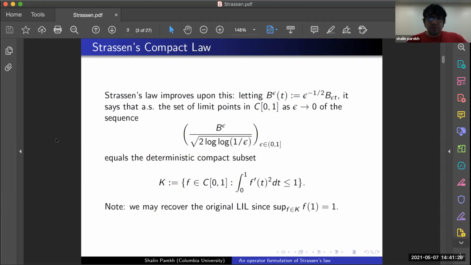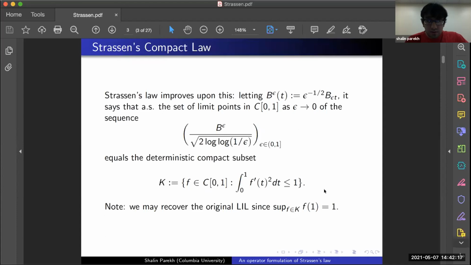Now, Strassen's law is an improvement of the law of the iterated logarithm into a functional version. It says that if you let B_epsilon of t equal epsilon to the minus 1/2 times B of epsilon t, then with probability 1, the set of limit points of the random sequence B_epsilon over square root of 2 log 1 over epsilon is equal to the deterministic compact subset of functions such that the L2 norm of the derivative of that function is less than or equal to 1. And that's limit points with respect to the topology of uniform convergence.